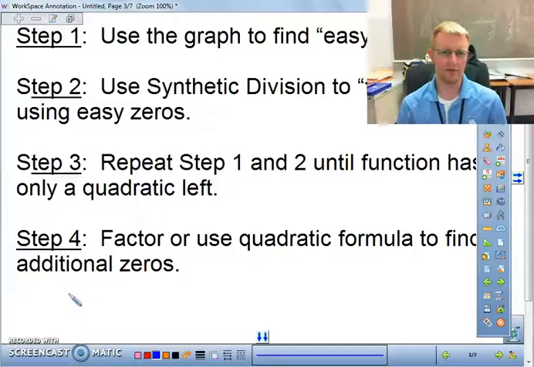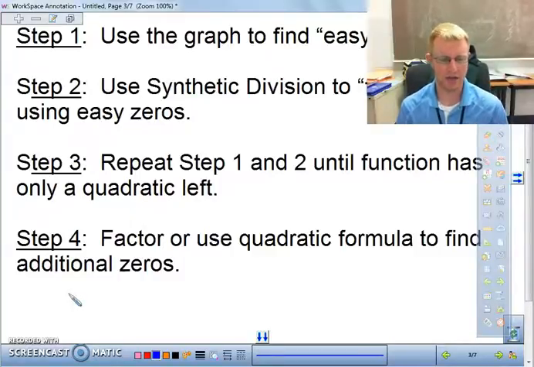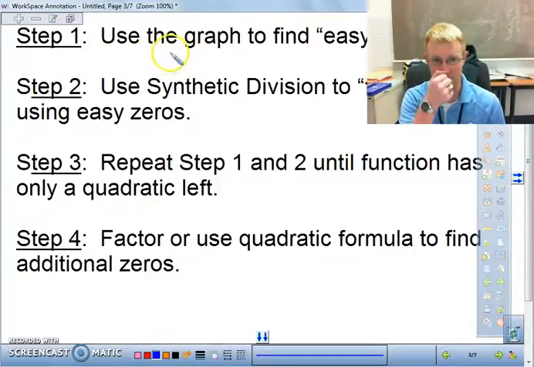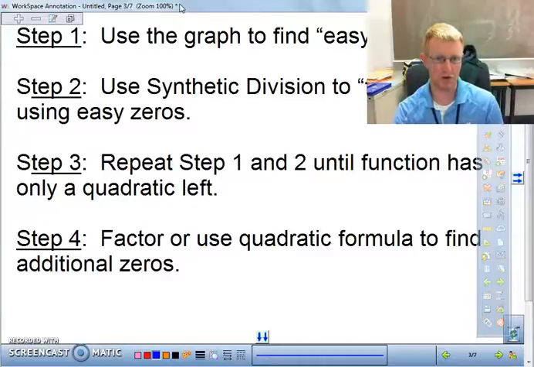And to me, this is a little bit different than what maybe the book will teach you because I think that there's a lot of things that we do that are a little bit outdated. So we're going to try and keep this as simple as possible. So the first step is we're going to use the graph to find easy zeros. That's the first thing.